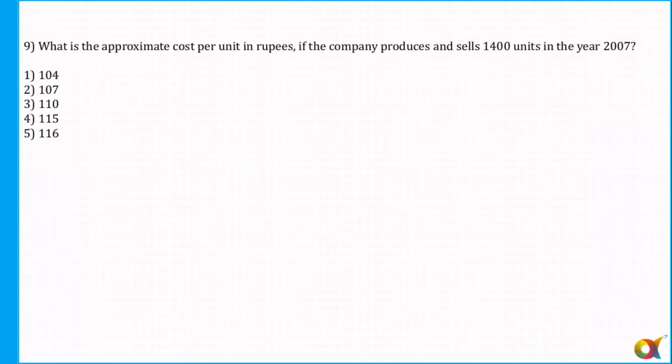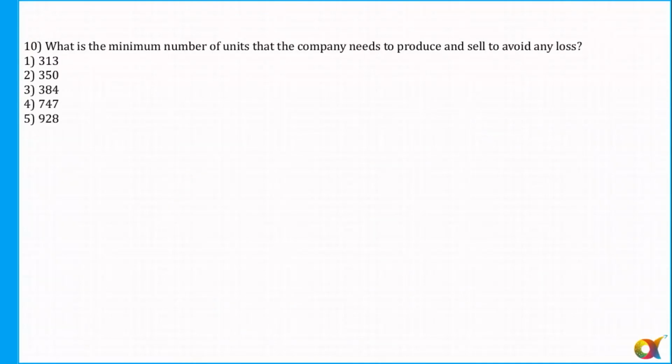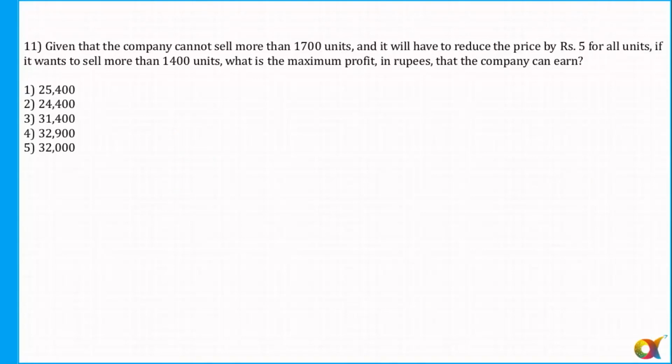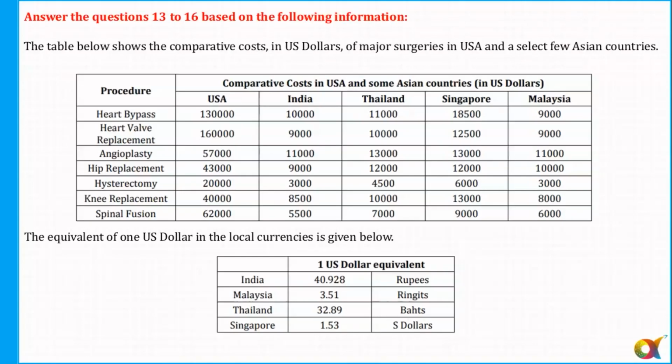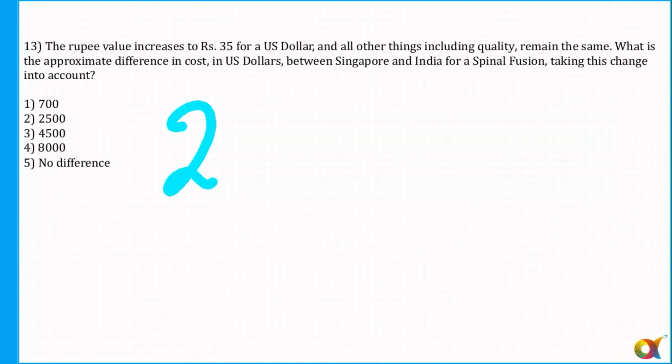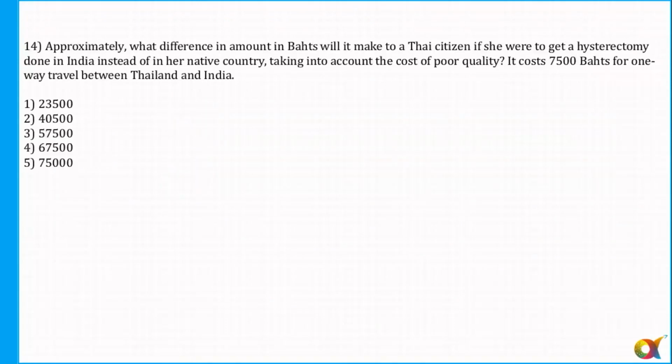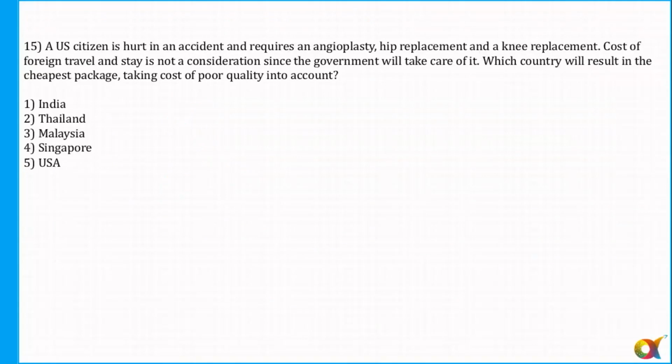For 9th, the answer is option 2. Okay. That's right. For question number 10th, the answer is option 3. For 11th, the answer is 1. For 12th, it is 5. Alright, for 13th, it is option number 2. For 13th, it is 2. For 14th, it is 4. And for 15th, it is 3.